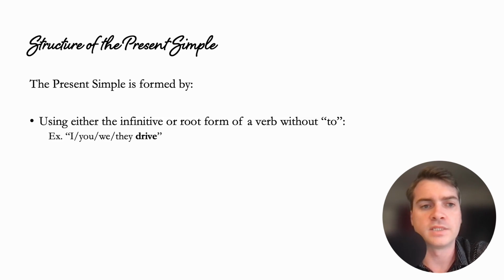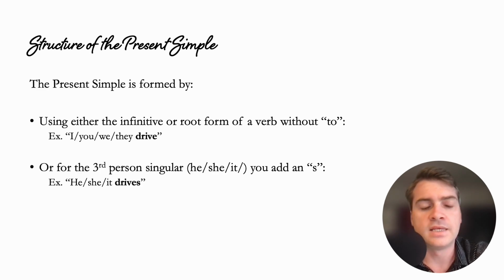So the present simple is formed by using either the infinitive form of the verb, which is also known as the root form, without the word to. So if you think of the verb to drive, right, then we're just going to say I, you, we, or they drive. Okay, I drive, you drive, they drive, we drive. Okay, so it's the infinitive form of the verb to drive, but without the word to. Then if we have what we call the third person singular, so he, she, or it, then you add an S at the end. So he, she, or it drives with an S.